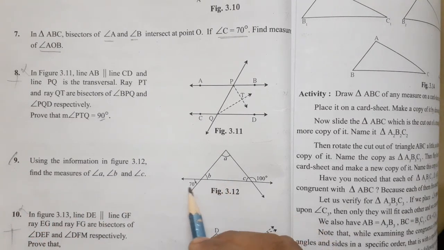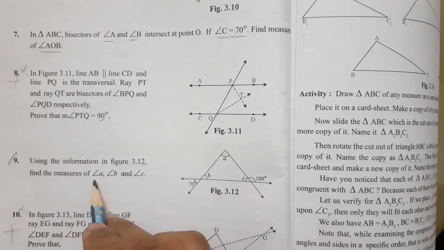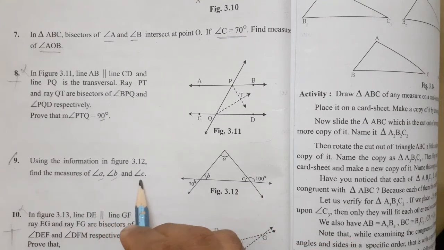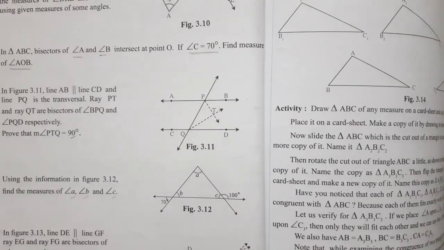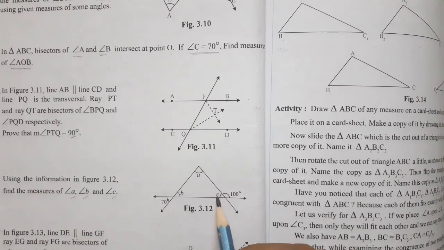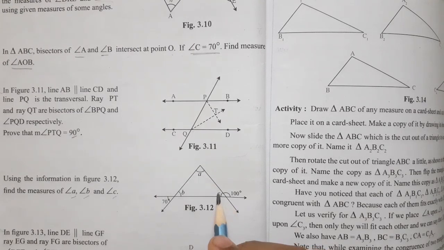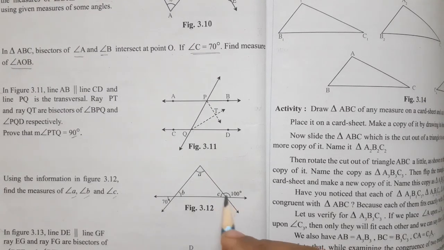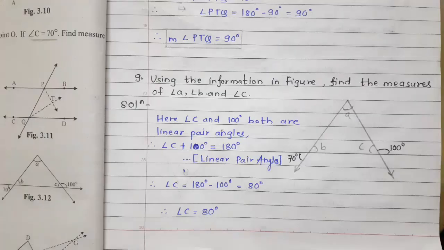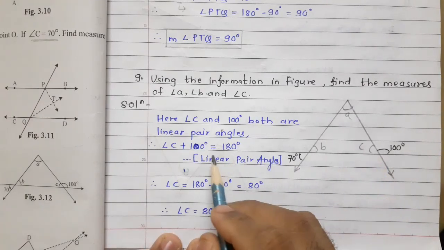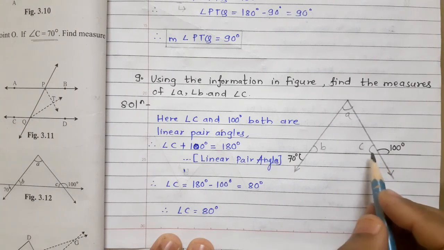Here some information is given and we have to find the measure of angle A, measure of angle B and measure of angle C. Here angle C and 100 degree, these two angles are linear pair angles, and we know that linear pair angles are supplementary.